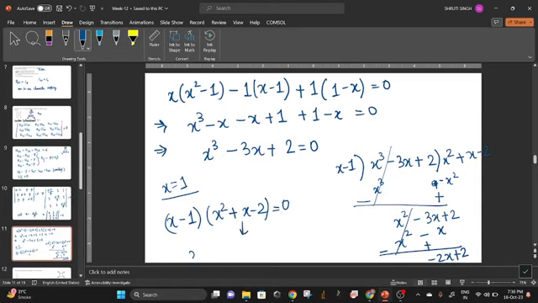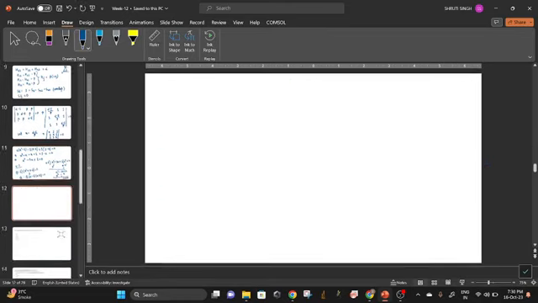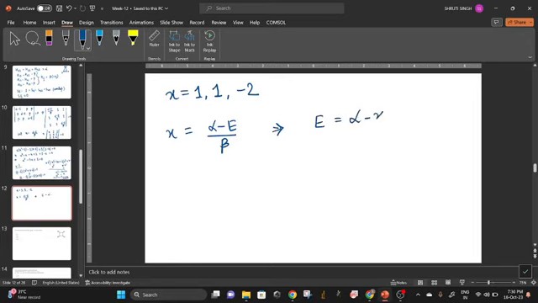Then on simplifying this, it will be x minus 1. This also will break into x minus 1, x plus 2 equal to 0. Okay, so the values of x we got are 1, 1, minus 2. x was equal to alpha minus e by beta. It implies e is equal to alpha minus x times beta.